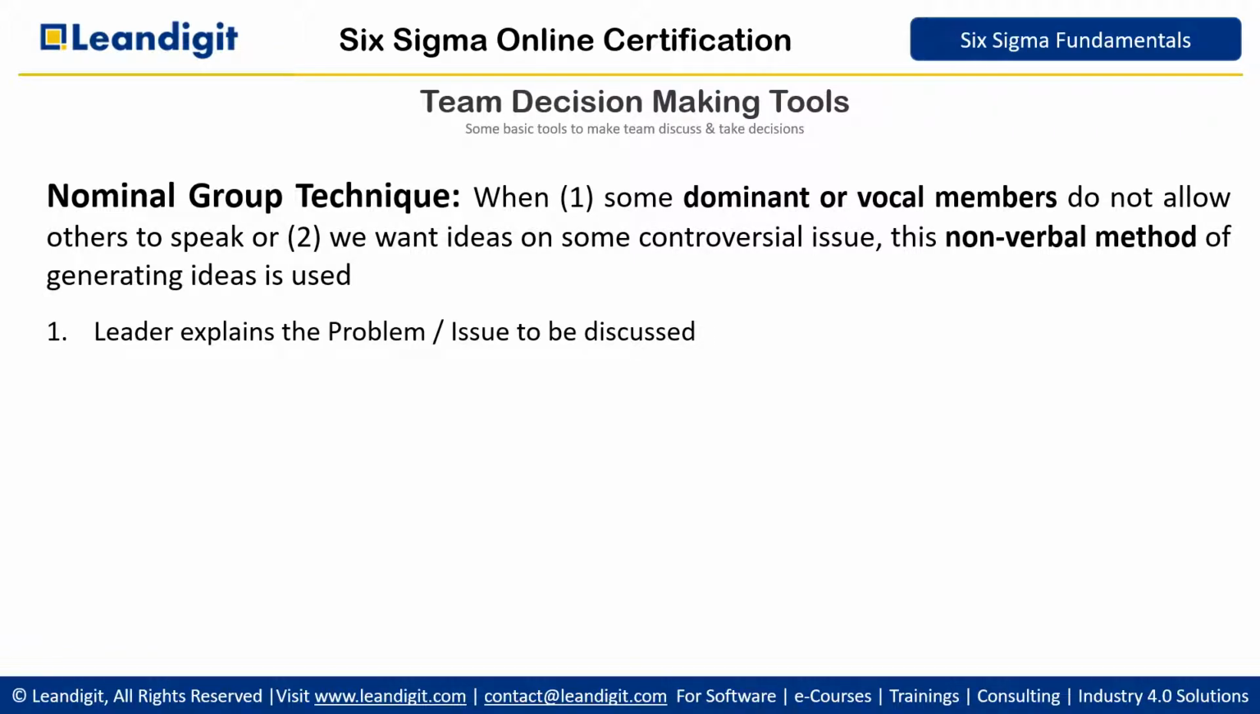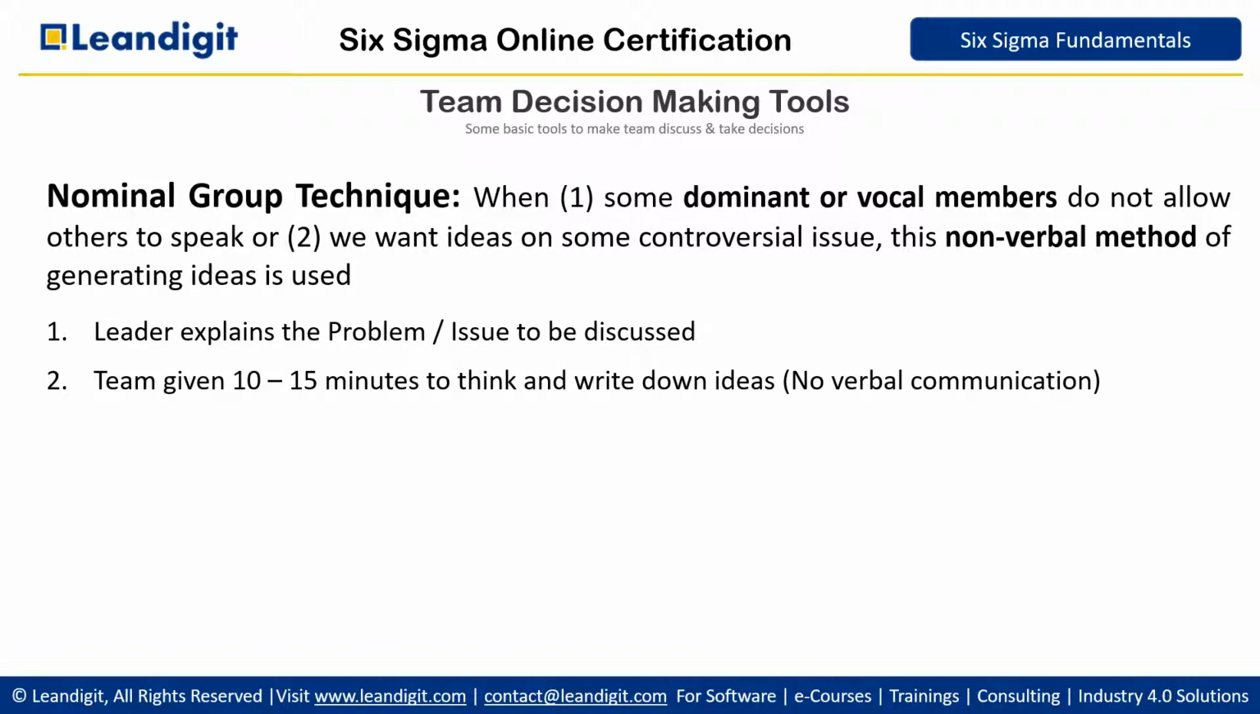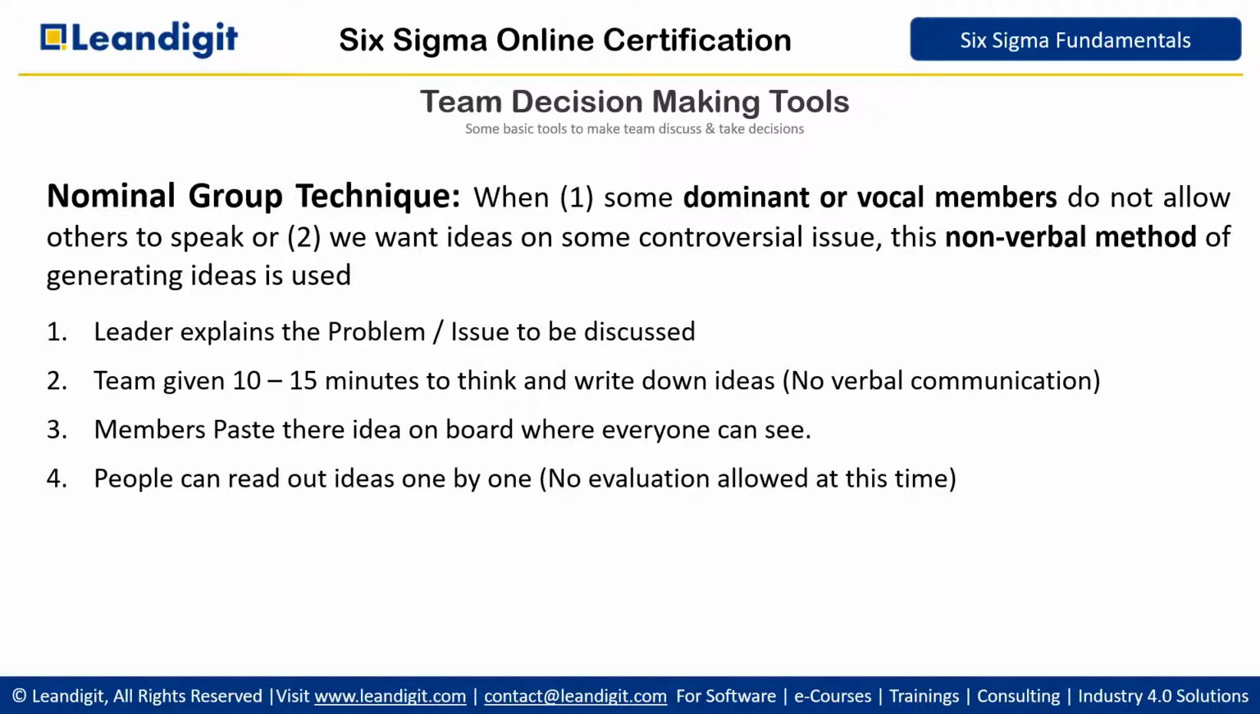In this, first the leader explains the problem and issue to everybody, what we are discussing. Then the team is given 10 to 15 minutes to think and write down ideas. During this period, no verbal communication is allowed between the members. Members paste their ideas on a board where everyone can see after this 15 minutes. Then each member can read out the ideas one by one.